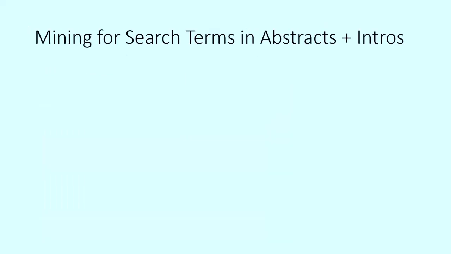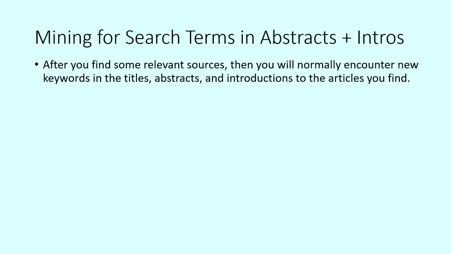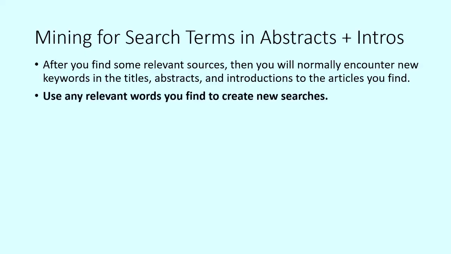All right, and then another technique I want to let you know about is called mining for search terms in abstracts and intros. So after you find some relevant sources, you will normally encounter new keywords in the titles, abstracts, and introductions to the articles you find. So you can use any relevant keywords and add them to your list of search terms, and you can create brand new searches that way.